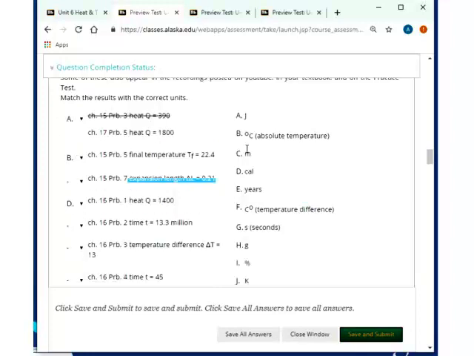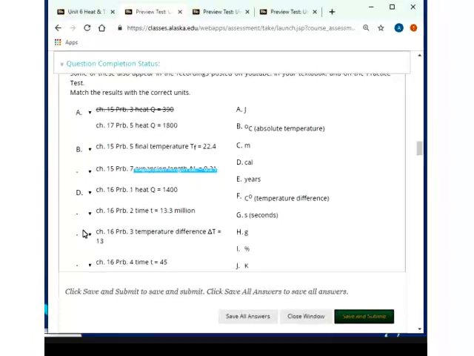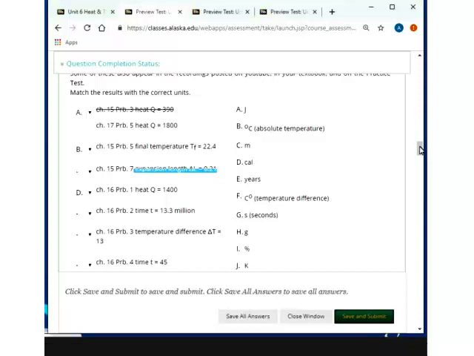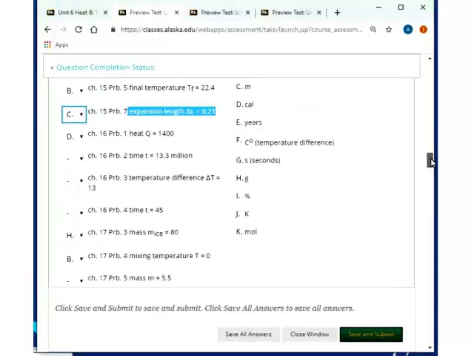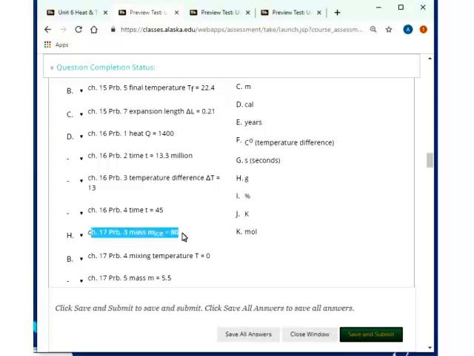Expansion length, delta L, that's probably in meters. Again, look at these problems in the worked out problems and you will see how they match up. And I hope that you actually work through them. Then it goes all the way down to mass of the ice is 80, well, grams probably.